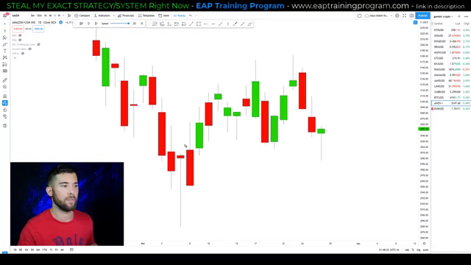Now, let's take a look at a bearish example of this. By the way, the color of the candle, in case you were wondering, does not matter. This being a red candle, as long as we have that long wick to the bottom, it still insinuates buying pressure. So let's take a look at a bearish version of that real quick.